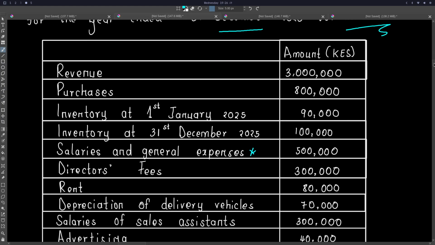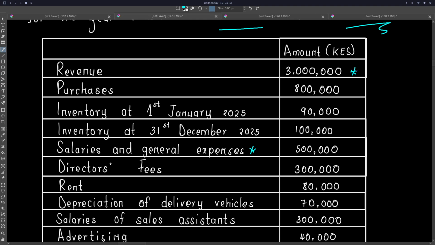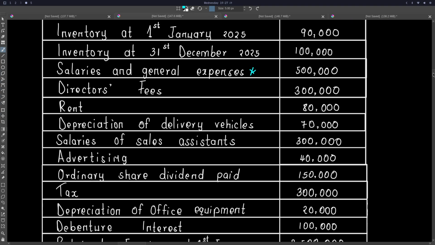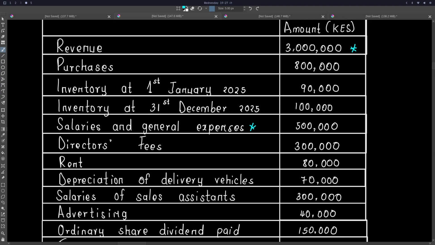From the information provided, we've been given a revenue, okay? And revenue is 3 million. So we write here 3 million. Okay, then our cost of sales. If we check through, you're not going to see cost of sales anywhere here, but you can see you've been told the purchases, you have been told the inventory as at 1st January 2025 and the inventory as at 31st December 2025. So basically this is the opening balance and this is the closing balance during the period.